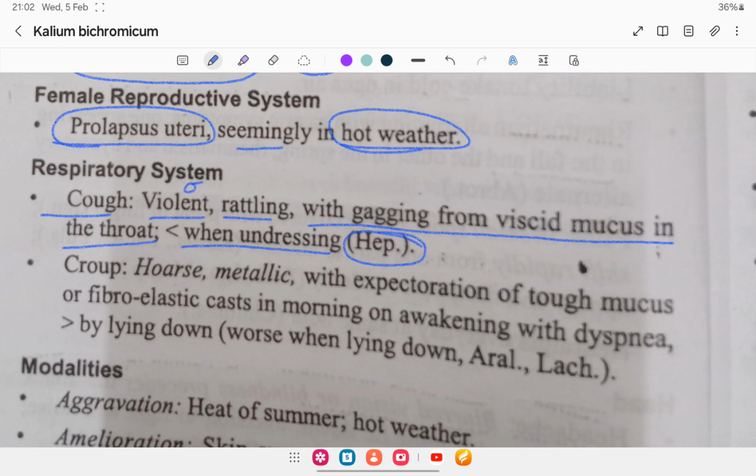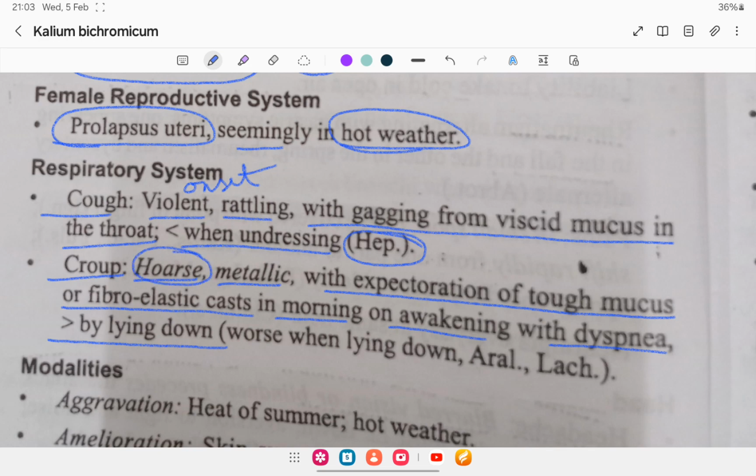Violent onset, sudden, violent cough, rattling with gagging from viscid mucus in the throat. Aggravation when undressing, Hepar sulph. Croup, hoarse, metallic with expectoration of tough mucus or fibroelastic cast in the morning. On awakening with dyspnea, amelioration by lying down. Worse when lying down, Lachesis. So croup, hoarse.